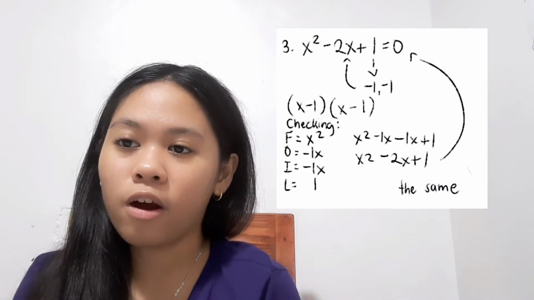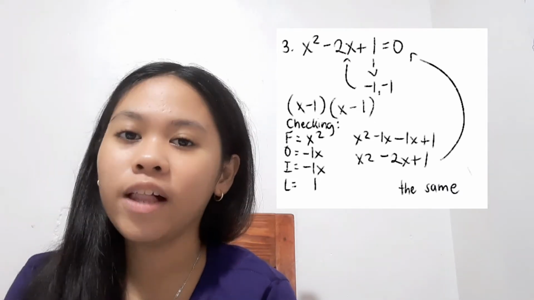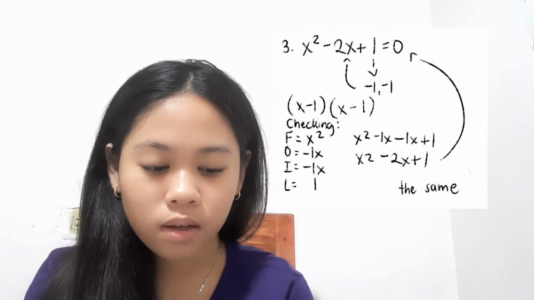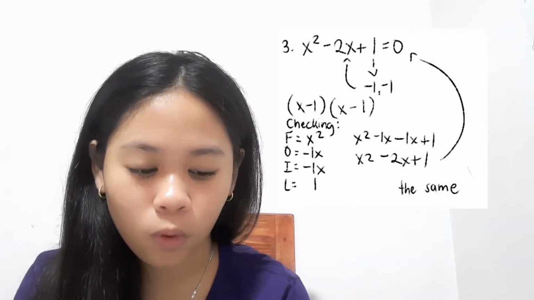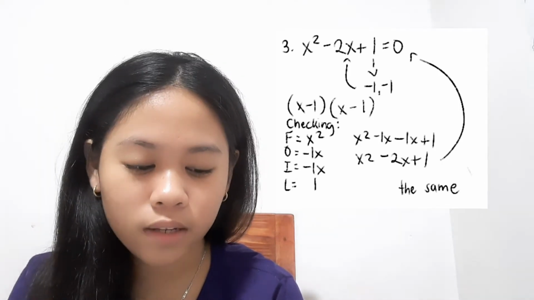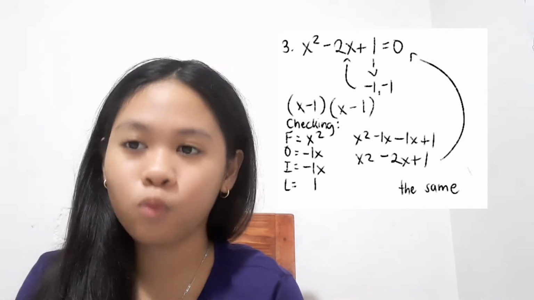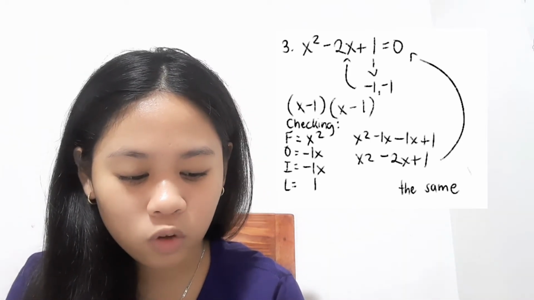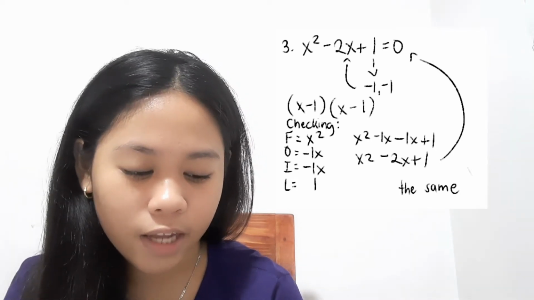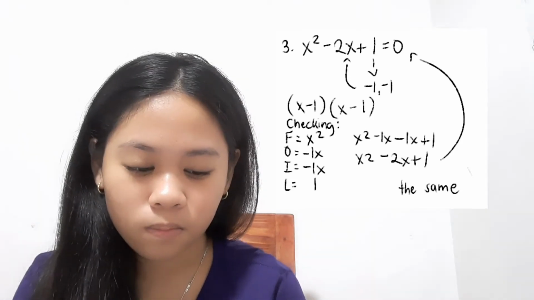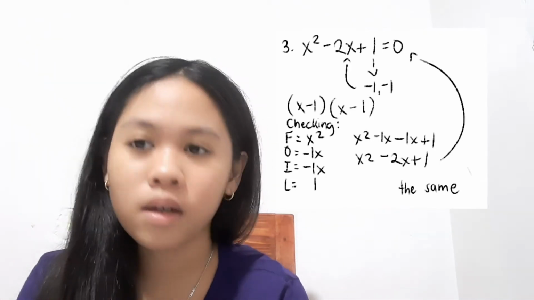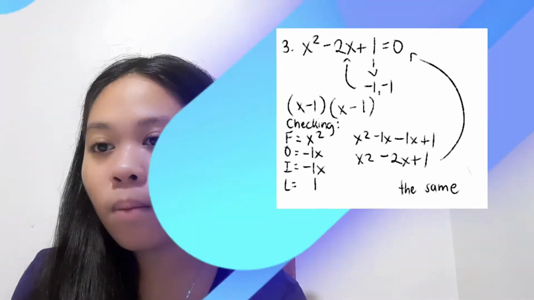If we want to check if our answer is correct, let us use the FOIL method. So, x times x is equal to x squared. x times negative 1 is negative 1x. Negative 1 times x is equal to negative 1x. Negative 1 times negative 1 is equal to positive 1. So it will become x squared minus 1x minus 1x plus 1. Now let us add negative 1 and negative 1. So it will become x squared minus 2x plus 1. Our answer is the same as our problem.